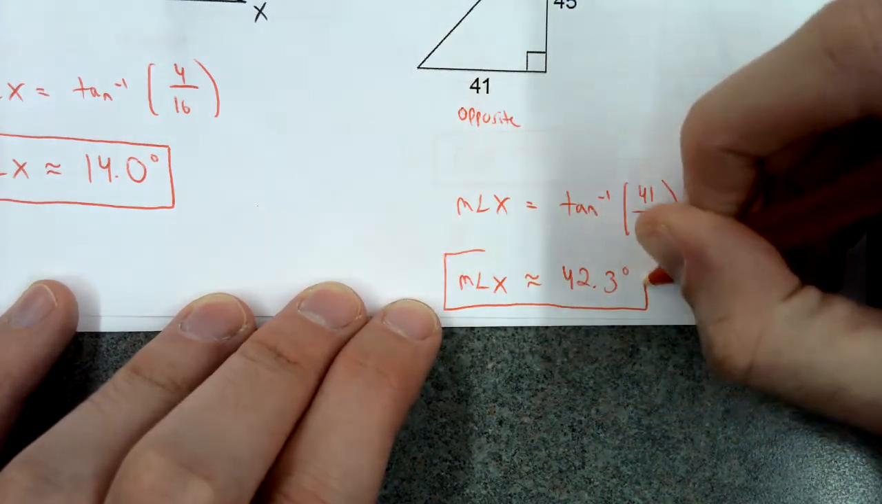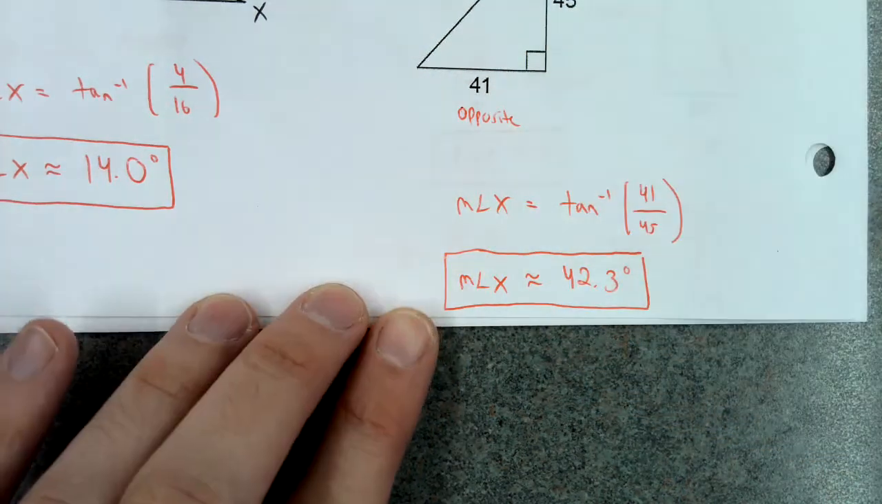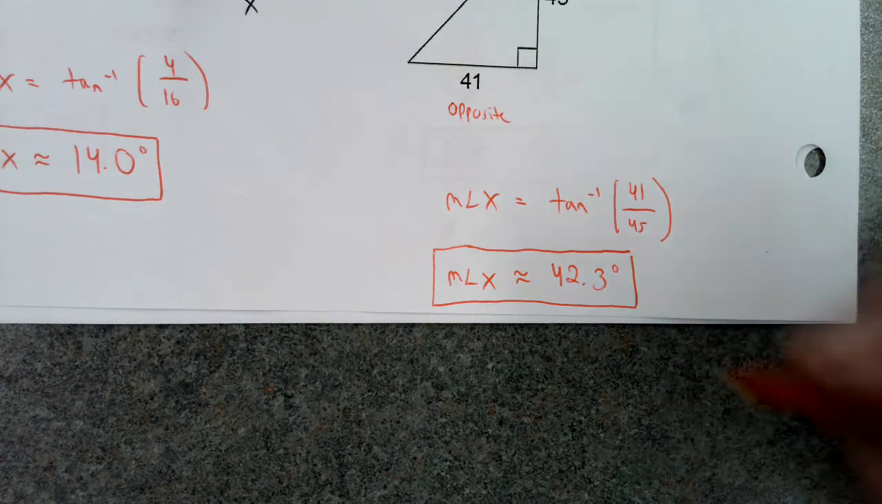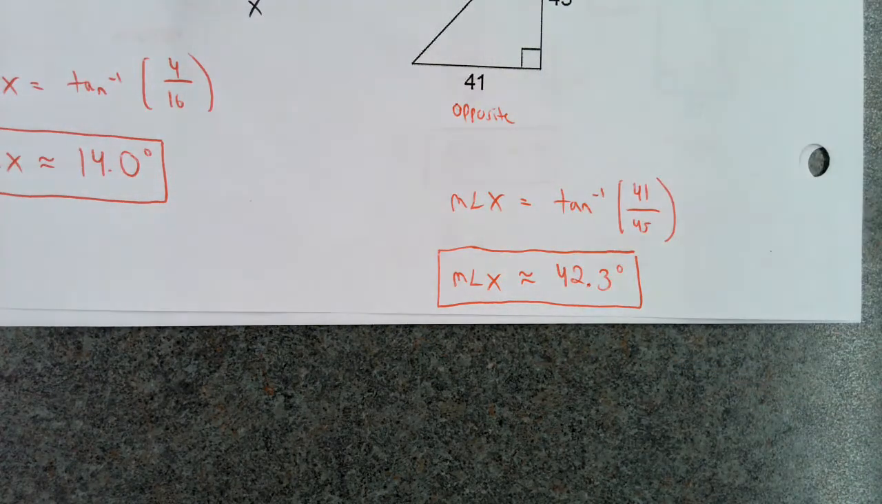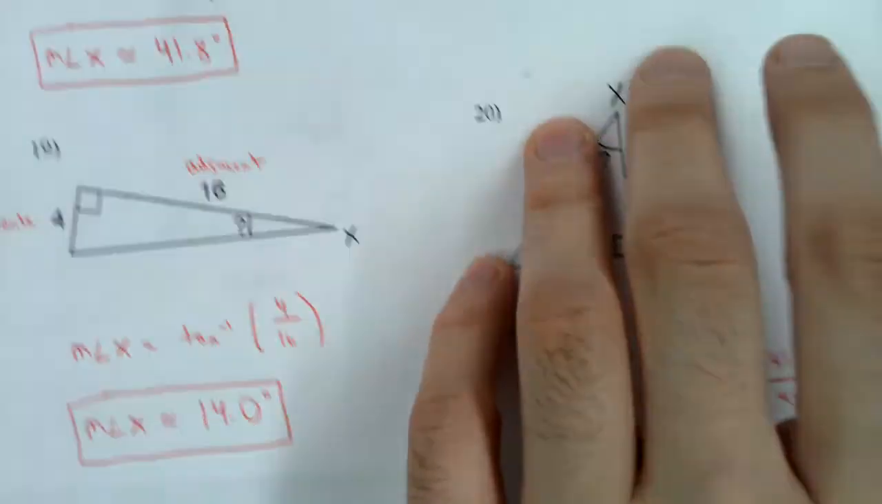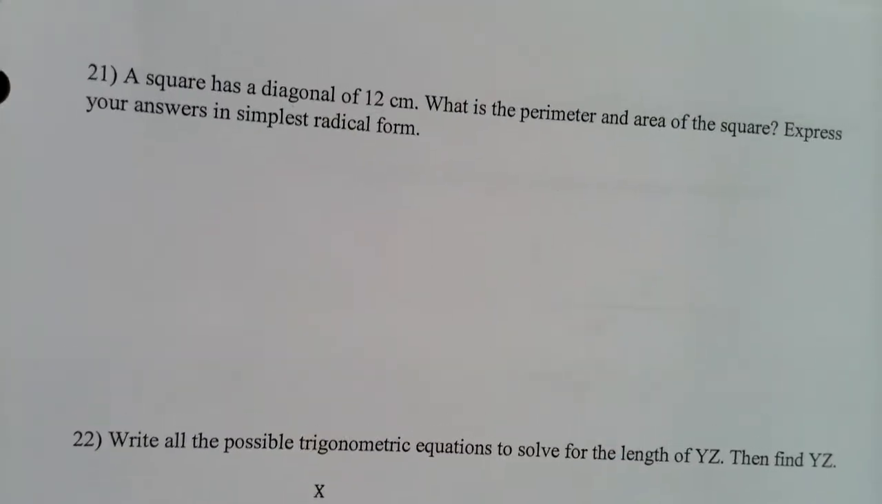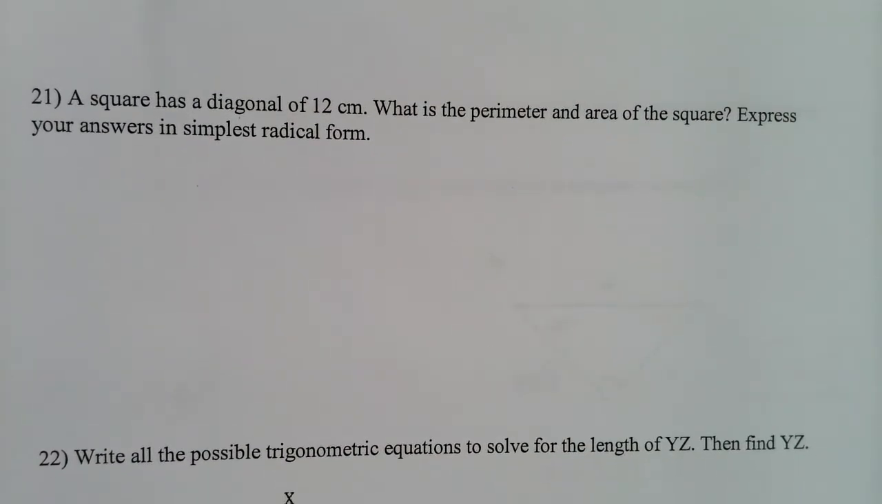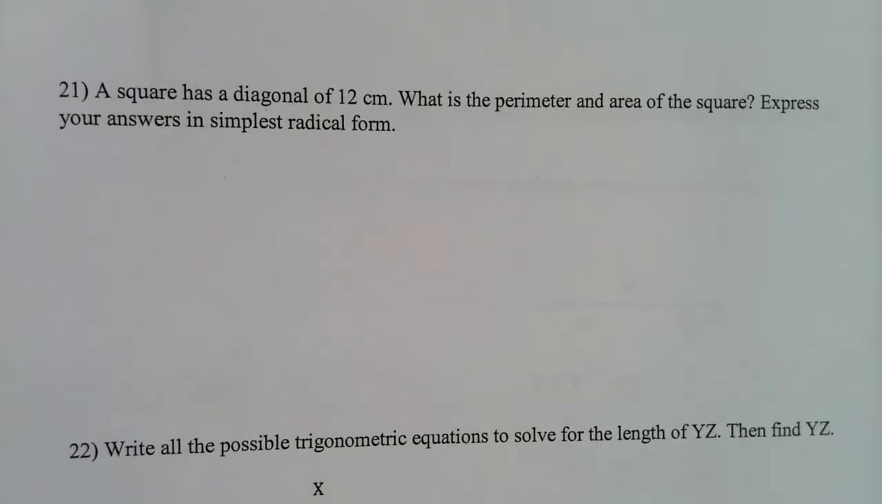All right. 3 more problems on this quiz review. A square has a diagonal of 12 centimeters. What is the perimeter and area of the square? Express your answers in simplest radical form.